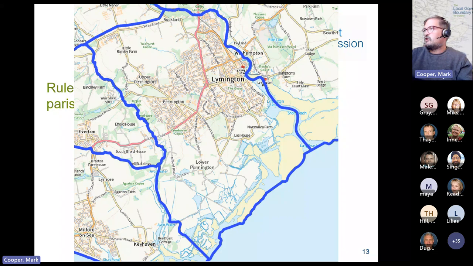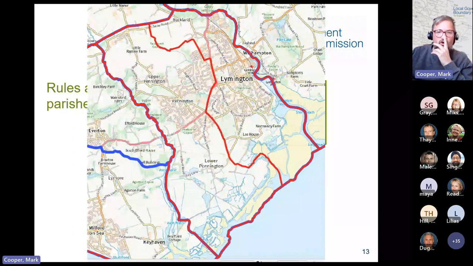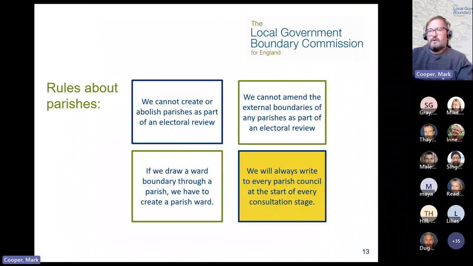You can now see a parish on screen in Hampshire. If we were to draw a new boundary through that parish in the way you see on screen now, we would need to create a ward on each side to become parish wards. We will write to every parish council at the start of each consultation stage as part of this review, as well as many other stakeholders, including all local representatives that we have had identified to us by the City Council.